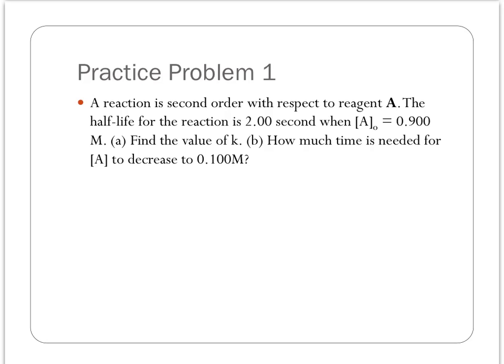You might want to pause the video here in a couple of minutes so that you have some time to do it. But here we have a reaction as second order with respect to some reagent A. The half-life for the reaction is 2 seconds when A0 equals 0.9 molar. So you're going to need to find the value of K, and then you're going to need to tell us how much time it takes for A to be cut down to 0.1 molar.